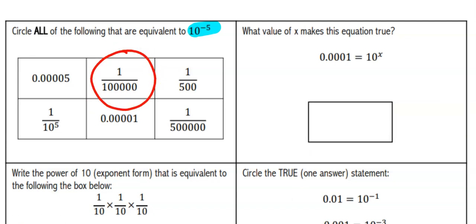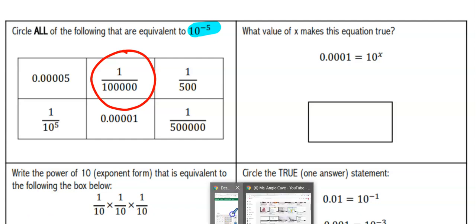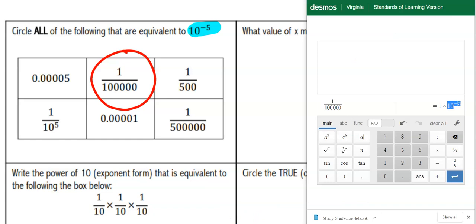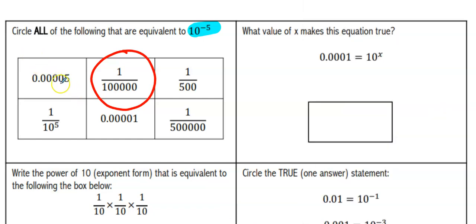So again, when you put in 10 to the negative 5th, it may not give you the fraction, but if you put in the fraction, it'll tell you whether it's 10 to the negative 5th. Okay, and then just like we talked about before, this can't be right. 1 over 500 can't be right. 1 over 500,000 can't be right if 1 over 100,000 is right.